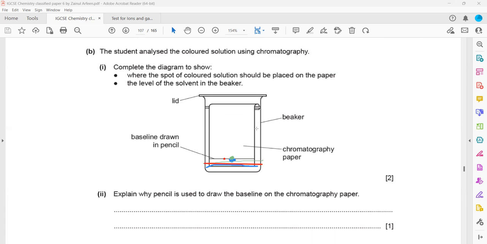Explain why pencil is used to draw the baseline on the chromatography paper. Because the ink can dissolve in the solvent. The ink can rise, and nothing else will rise. The simple answer is that pencil is not soluble or does not dissolve, whereas ink is soluble and will dissolve. Graphite has a macromolecular structure, so it does not dissolve.